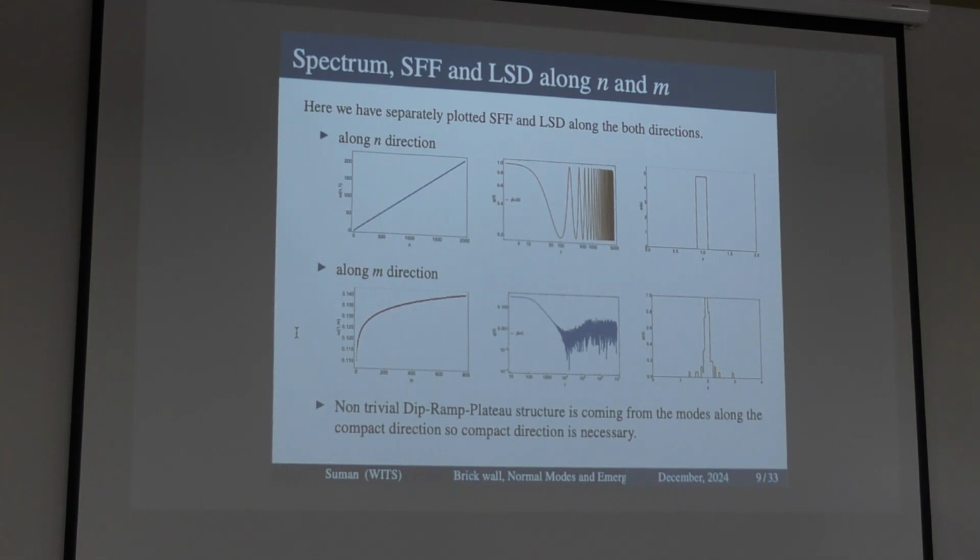Now this is the spectrum along the n and m directions. Along the n direction, the spectrum is linear, and as a result, if you plot the spectral form factor, you will get a similar spectral form factor as you get for simple harmonic oscillators. The level distribution is also similar. So you are interested in seeing how well the brick wall boundary conditions mimic the black hole. Yes. If you find more normal modes than quasi-normal modes, doesn't that mean there's a big difference?